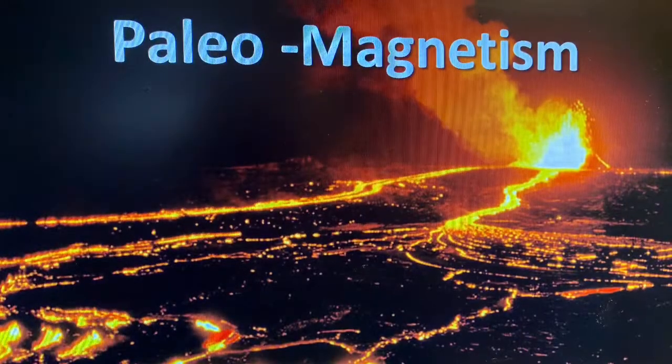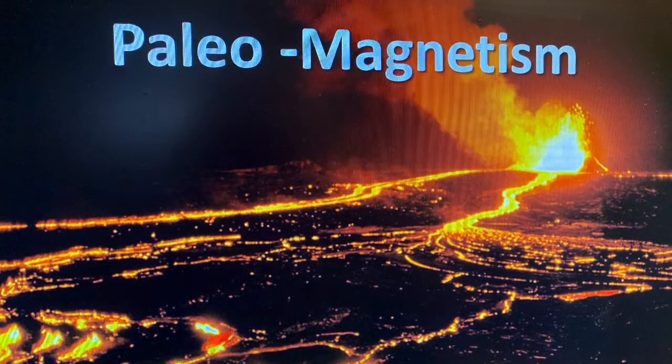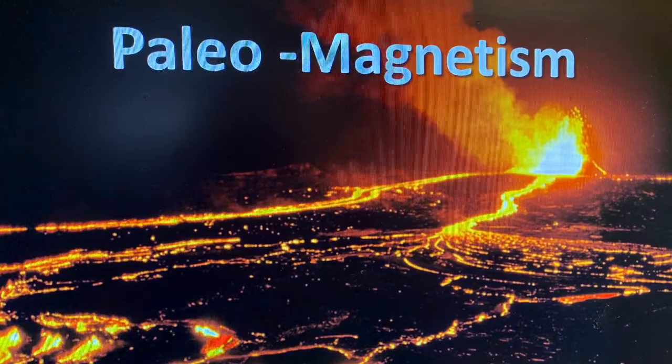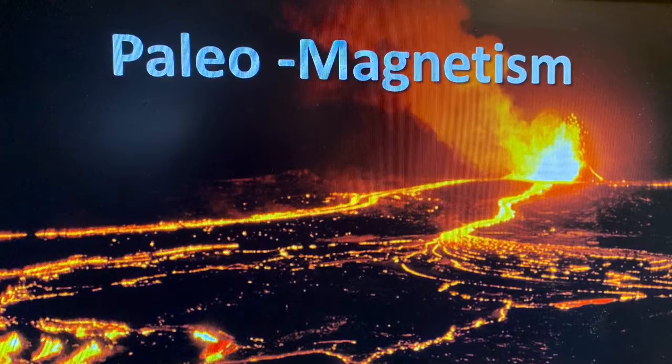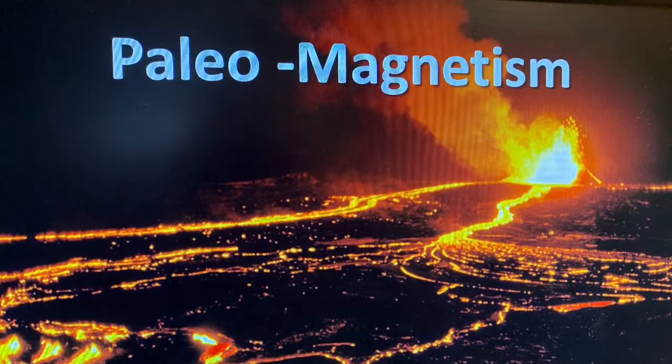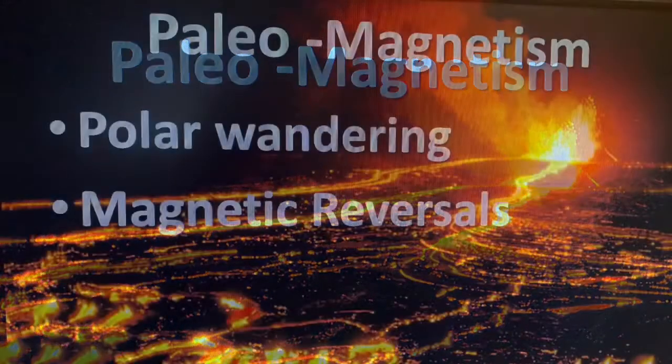The last piece of evidence we have is what we call paleomagnetism. If you haven't gotten the clue now, paleo means ancient, and magnetism, obviously, you know what that word means. Okay? And when we talk about paleomagnetism, what we're talking about is either polar wandering or magnetic reversals. Now, what does this mean?